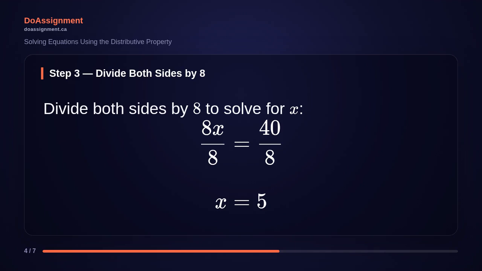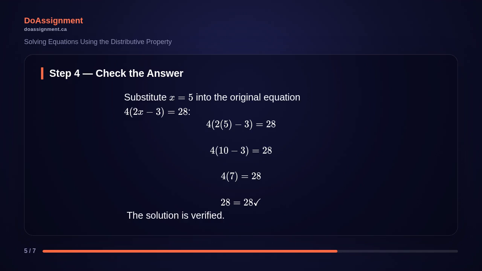Next, we undo the multiplication by dividing both sides by 8. 8x divided by 8 is just x, and 40 divided by 8 is 5. Therefore, x equals 5. Let's check our answer by substituting x equals 5 back into the original equation.